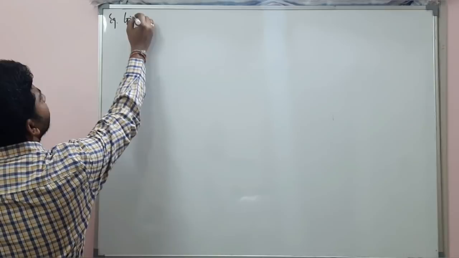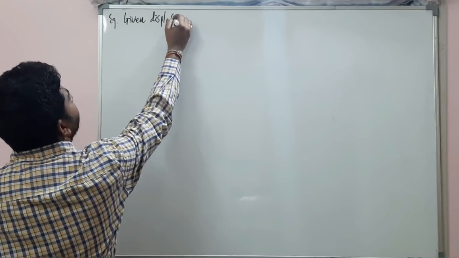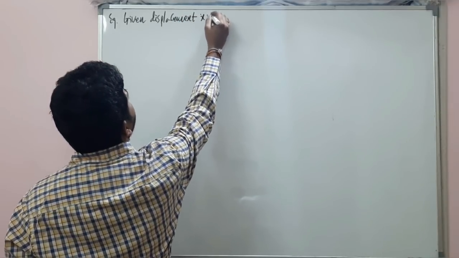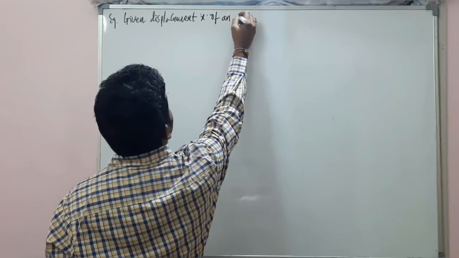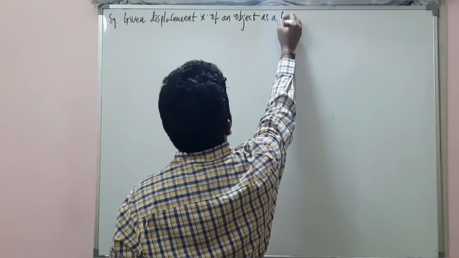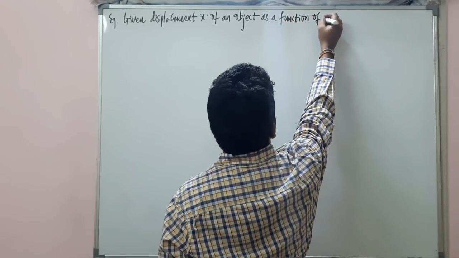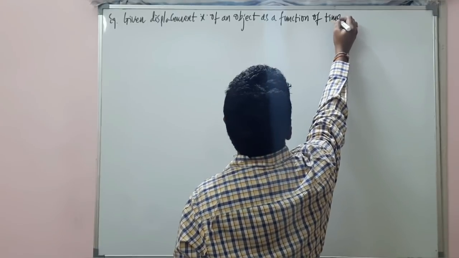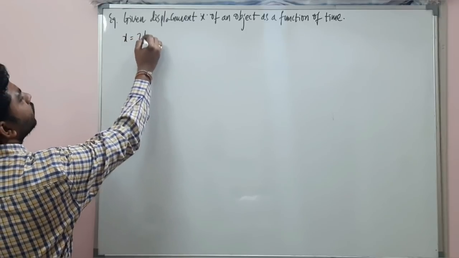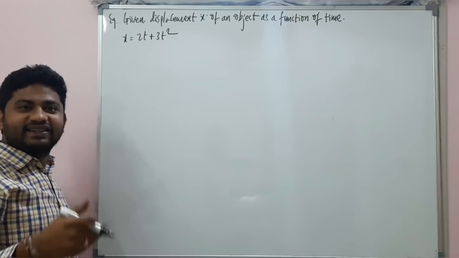Given displacement x of an object as a function of time. How is it given? x is equal to 2t plus 3t square. See, x is a function of time.